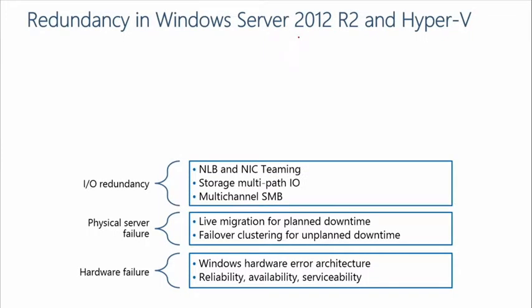With I/O, there's NLB and teaming, storage multipath, and SMB multi-channel. So this involves not the server going down, but a channel going down. In real terms, this translates into a cable failure or a switch failure. We see an inordinately high failure rate on 10 gig cables. For some reason, the cable will run fine and then just fail. We use a lot of 10 gig cable, and it has a much higher failure rate than we see, for example, on traditional 1 gig cables. So you've got to plan for these things.